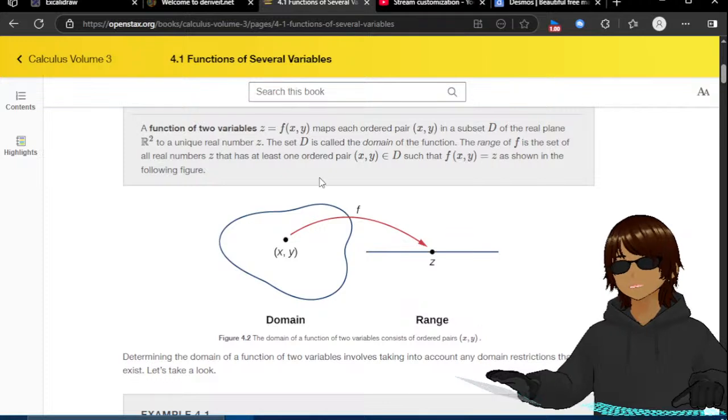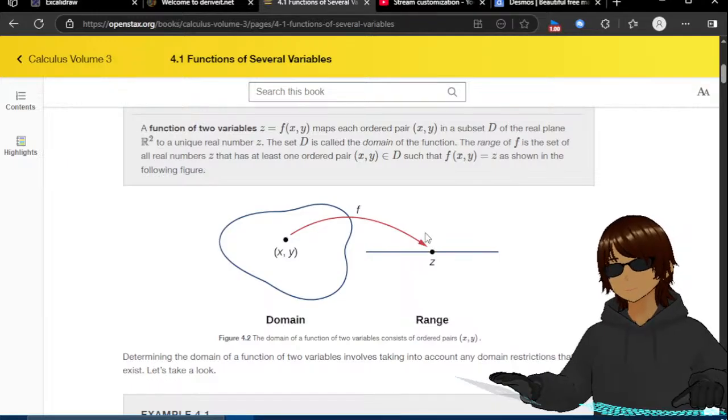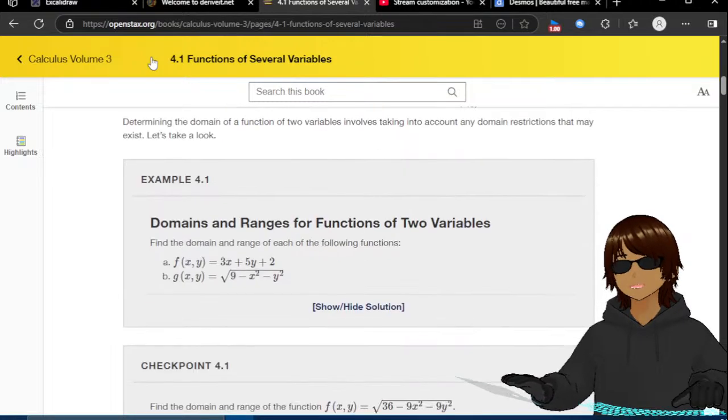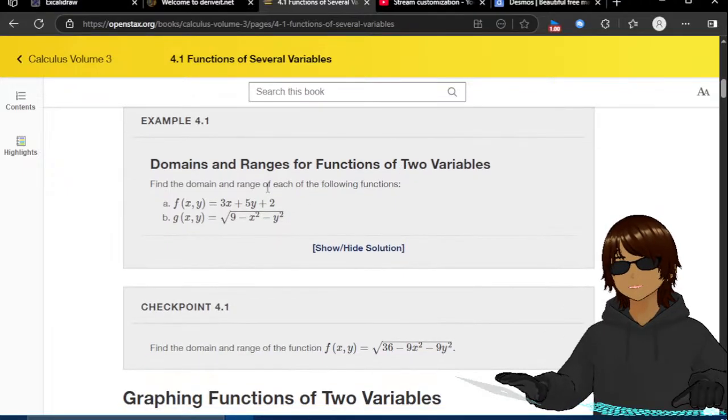The range of f is the set of all real numbers z that has at least one ordered pair such that f of xy is equal to z, as shown in the figure below. Determining the domain of a function of two variables involves taking into account any domain restrictions that may exist. Let's take a look. So domain and range for a function of two variables. Find the domain and range of each of the following functions.